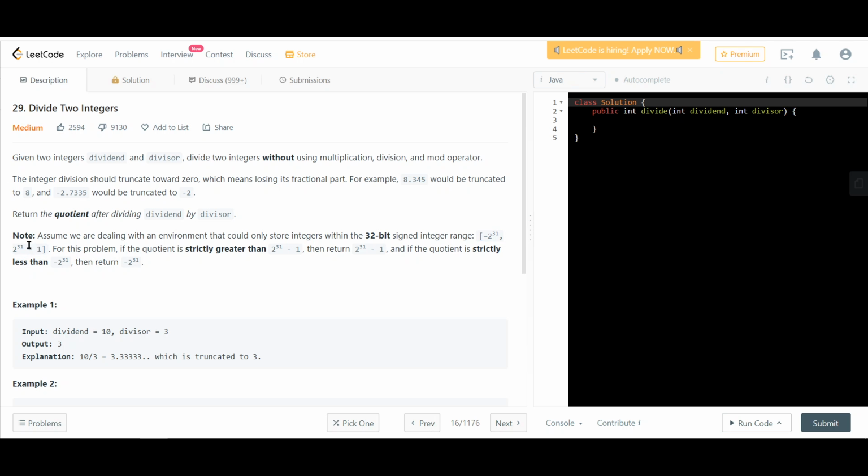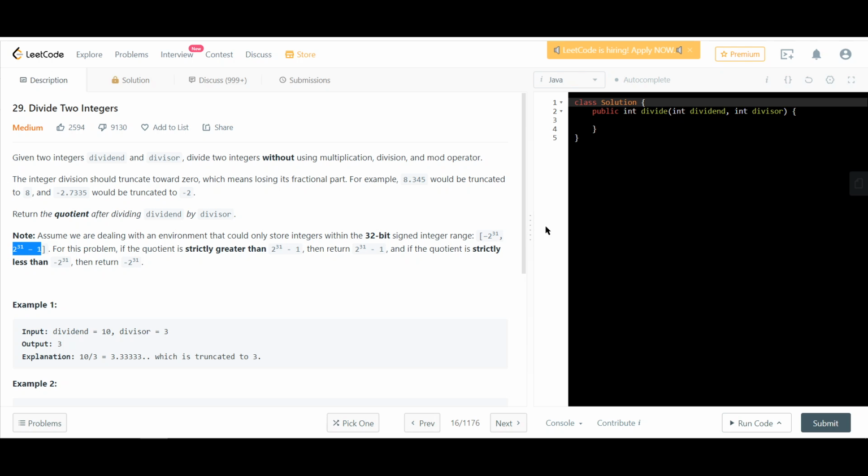Now, if the dividend is positive, then if you divide it either by a negative or positive value, its magnitude is going to decrease. Magnitude is never going to increase unless you're dividing by a fraction, which is not the case here. So if you're dividing by an integer, the magnitude is always going to decrease. So can it come out of this range? For positive there is no such problem.